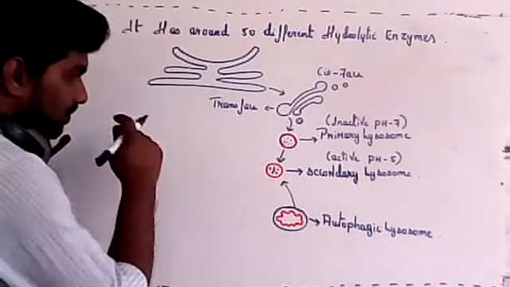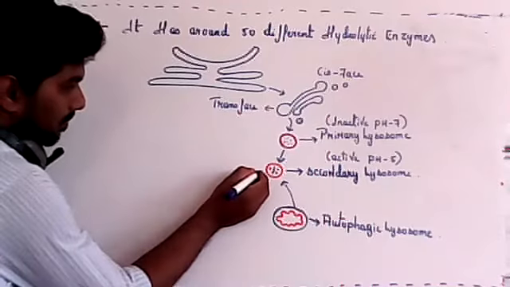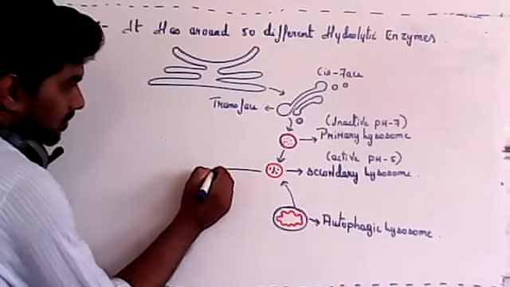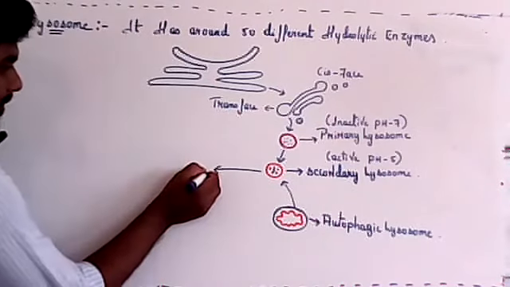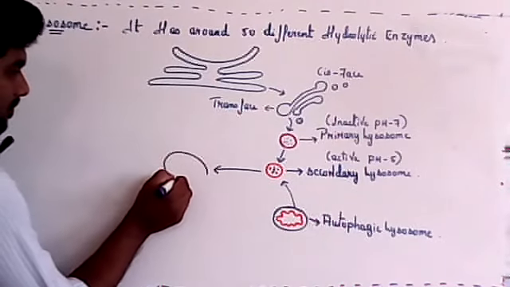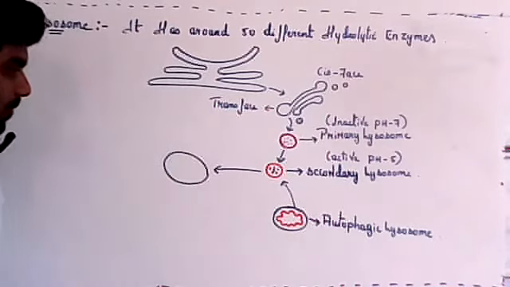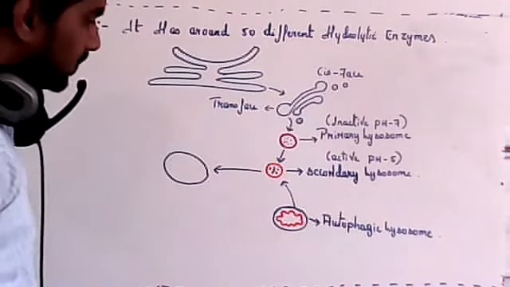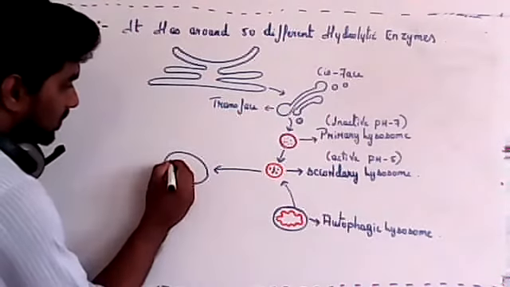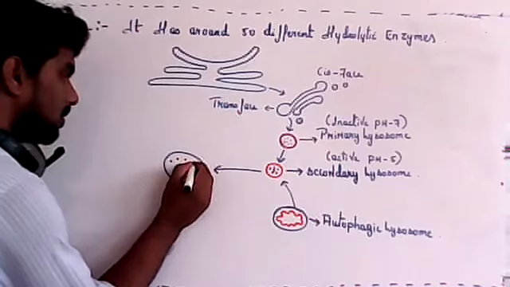Now there is one more type, the last one. This is called a residual body. So this last one is called the residual body.